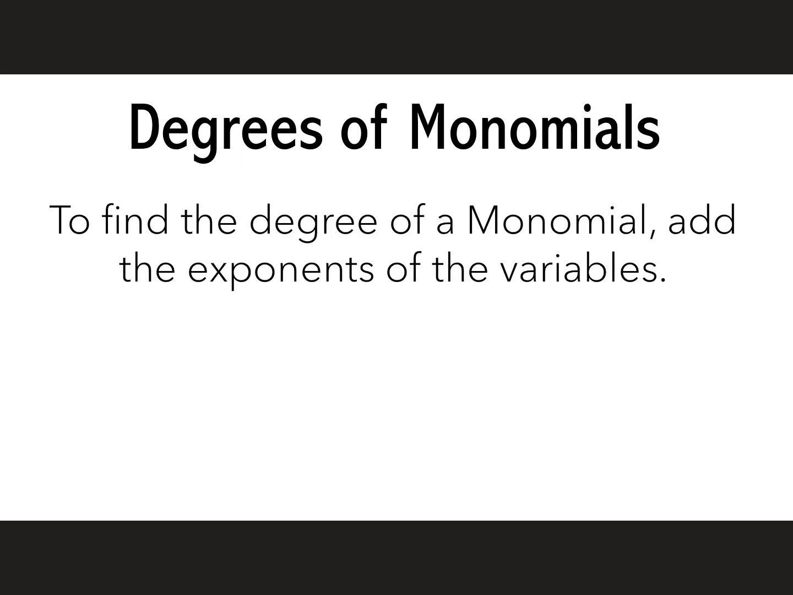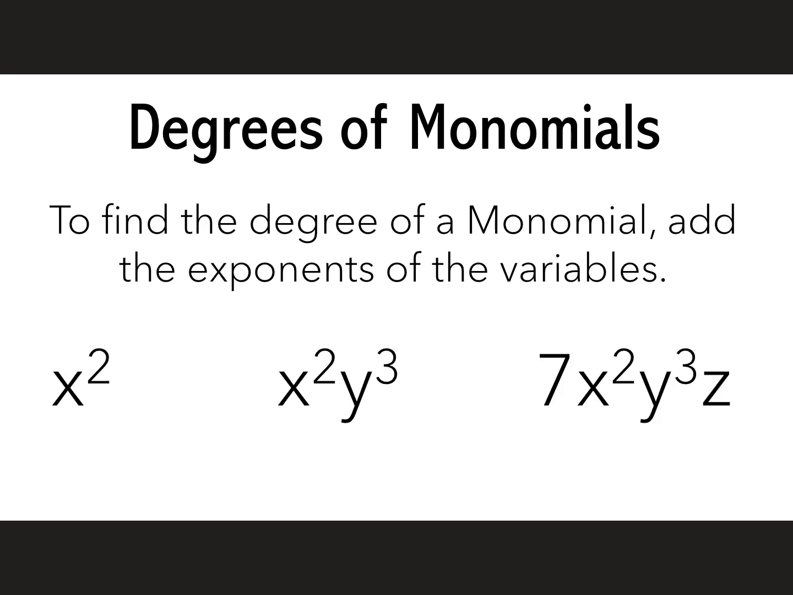All right, now that we've talked about the number of terms in a polynomial, I want to start talking about degrees. And I'm going to start with degrees of monomials. To find the degree of a monomial, just add the exponents of the variables. So here are some examples. I'm going to start with an easy one. x to the power of 2. I only have one variable. It only has one exponent. So that monomial is a degree of 2.